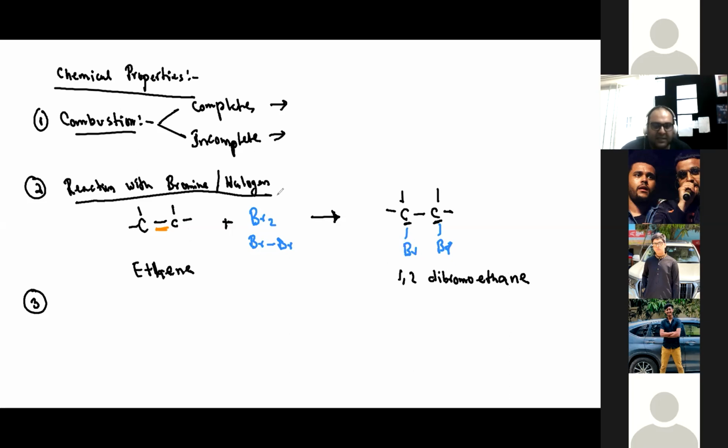Instead of ethene, if we had propene, then what would its name be? Dibromopropene. Okay. So one thing you have to remember is that this was "ene" and this has now become "ane". So the alkene has turned into an alkane. Okay?